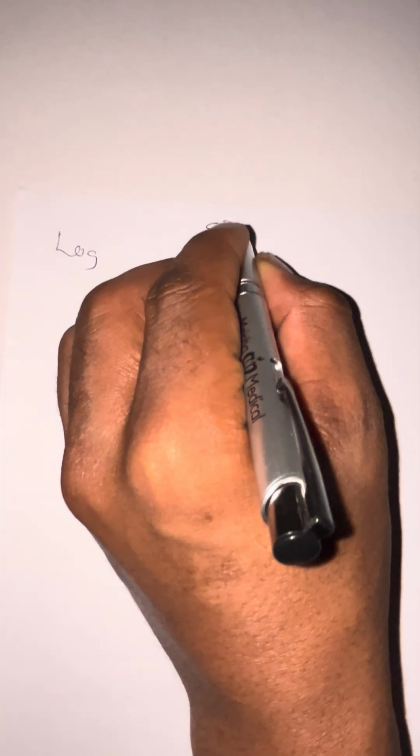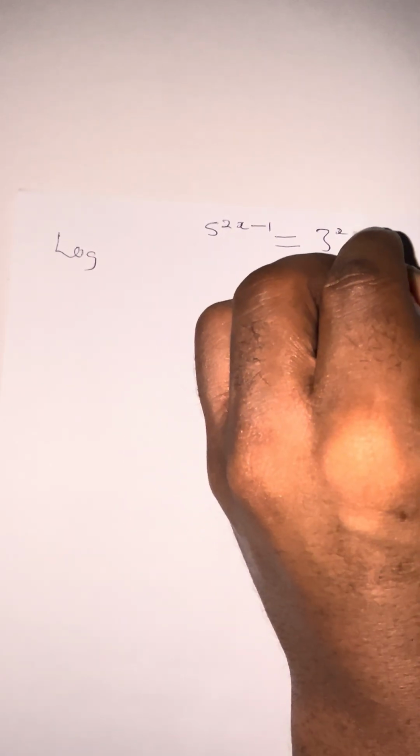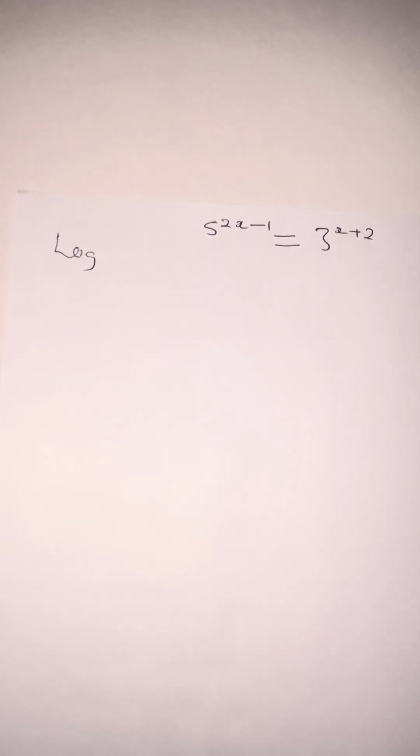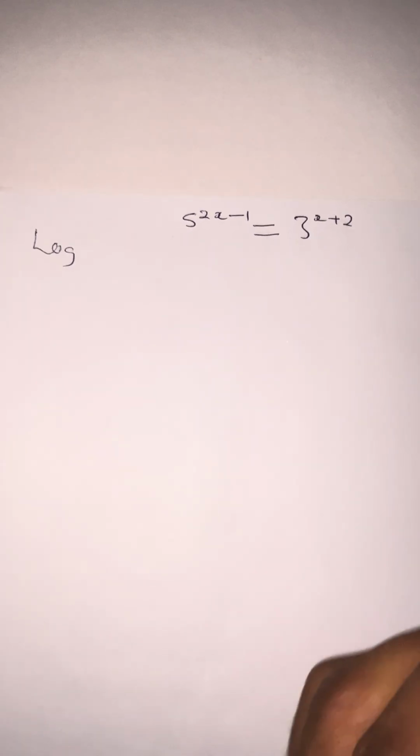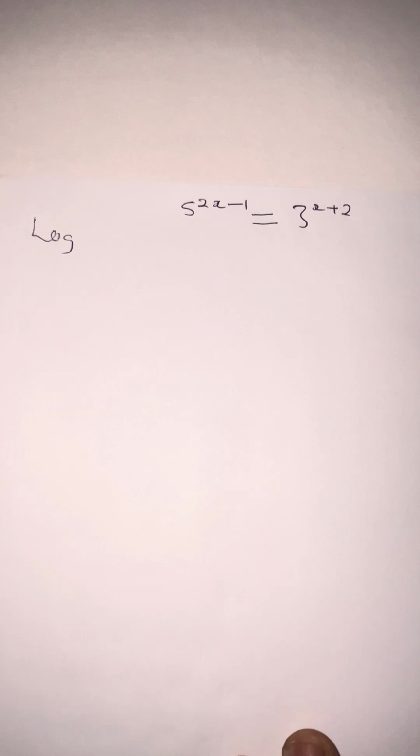Now we are having another one which says log, not log, but we're going to apply log somewhere. We are having 2x minus 1 is equals to 3x plus 2. Having something like this. So how do we solve this?